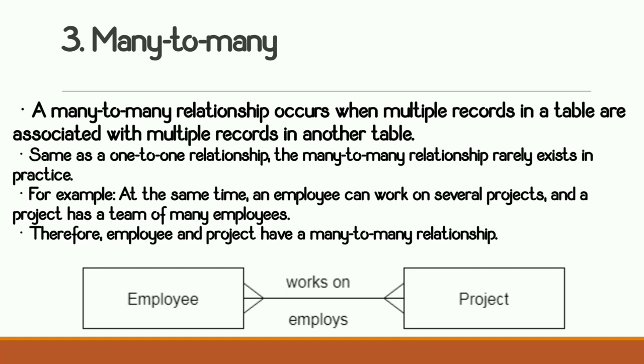For example, at the same time an employee can work on several projects and a project has a team of many employees. So one employee has so many projects assigned to them. That particular employee is going to work on many projects, and in many projects you have many employees. So this is how the many-to-many relationship works. Therefore, employee and project have a many-to-many relationship.